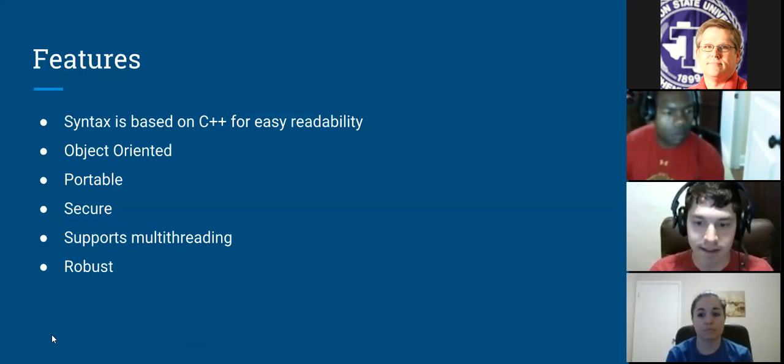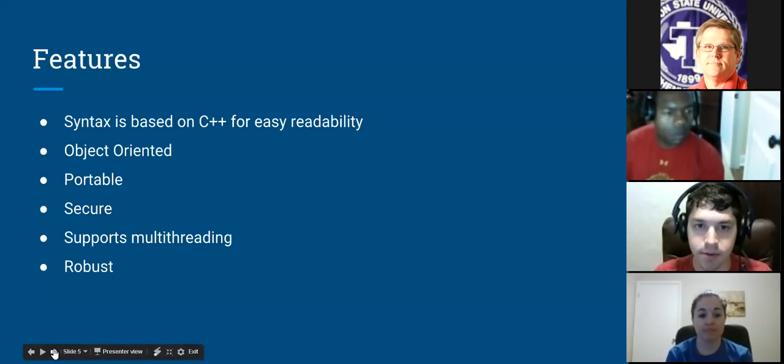And lastly, Java's robustness comes from its strong memory management, automatic garbage collection, and its built-in exception handling and type checking mechanisms. And that's it for features.